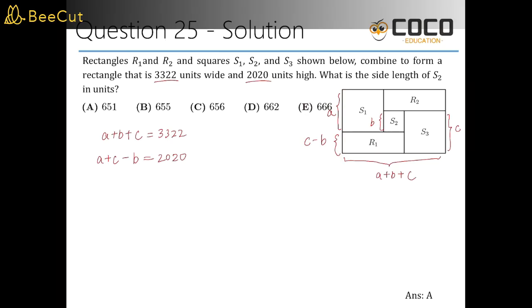From these two equations, if you want to find the value of B, which is the side length of S2, what you can do is use the first equation minus the second. So first equation, you have A plus B plus C, minus the second equation, A plus C minus B, equals 3322 minus 2020. So open the bracket. It becomes minus A minus C. Minus and minus become a plus, so plus B. And this number is 1302.